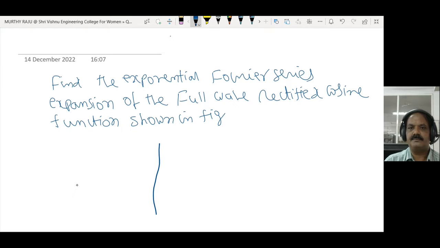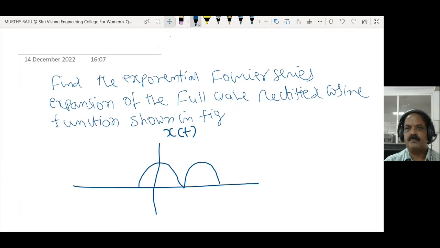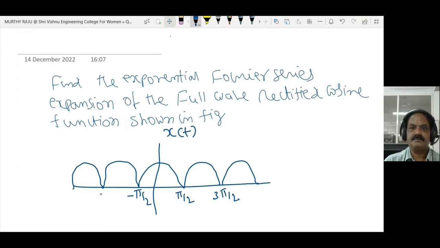This is the waveform. x(t), with marked points at minus pi by 2, 3 pi by 2, minus 3 pi by 2, like that. This is the waveform. This axis is t.